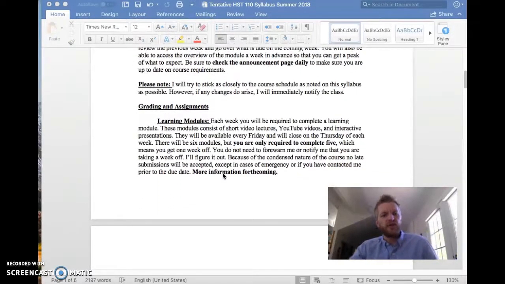Okay, so a little bit more about the learning modules. Again, each week you'll be required to complete the module. There are 6 of them, but you are only required to complete 5 of the 6, which means you get a week off. It could be any week you want, all right? You don't have to notify me if you're taking the week off.